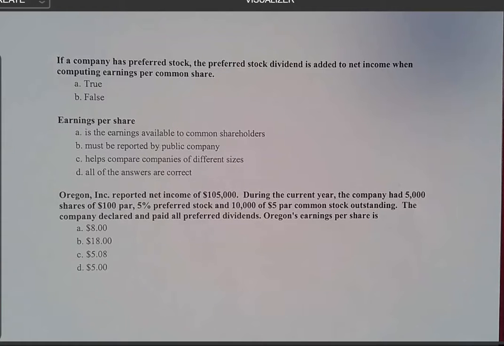All right, so this is going to be our last video for our chapter on stockholders' equity as it pertains to equity financing, i.e. issuing stocks, paying dividends, and so forth. So I want to talk just briefly about the concept of earnings per share. There are two different types of earnings per share: basic earnings per share, and diluted earnings per share. We're going to be looking only at basic earnings per share.